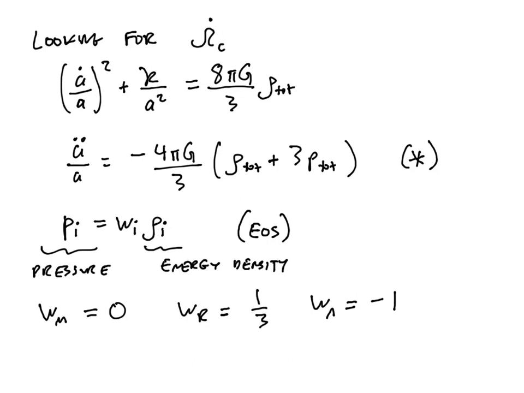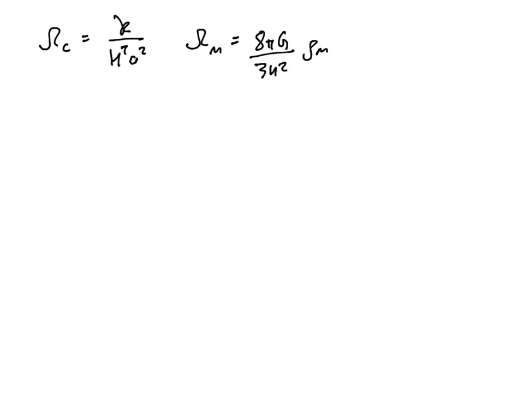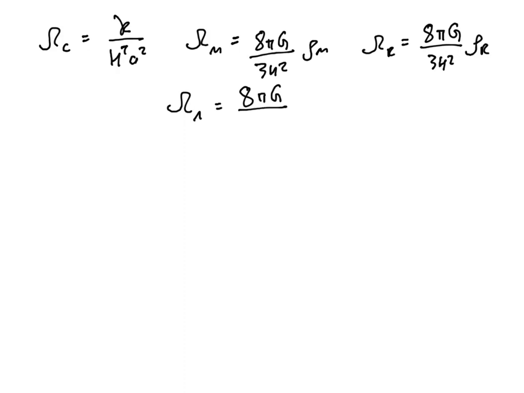We're still not done collecting all the information. Let me now recall the definitions of all of these density parameters, these dimensionless objects. Just for completeness, let me write them all down, though you have them in your notes already. Omega c is kappa over H squared a squared. Omega m is 8 pi G over 3H squared times rho m. Omega r is 8 pi G over 3H squared times rho r, for radiation. Finally, omega lambda is 8 pi G over 3H squared times rho lambda. So you get the idea. Except for omega c, they're all 8 pi G over 3H squared times the corresponding energy density.